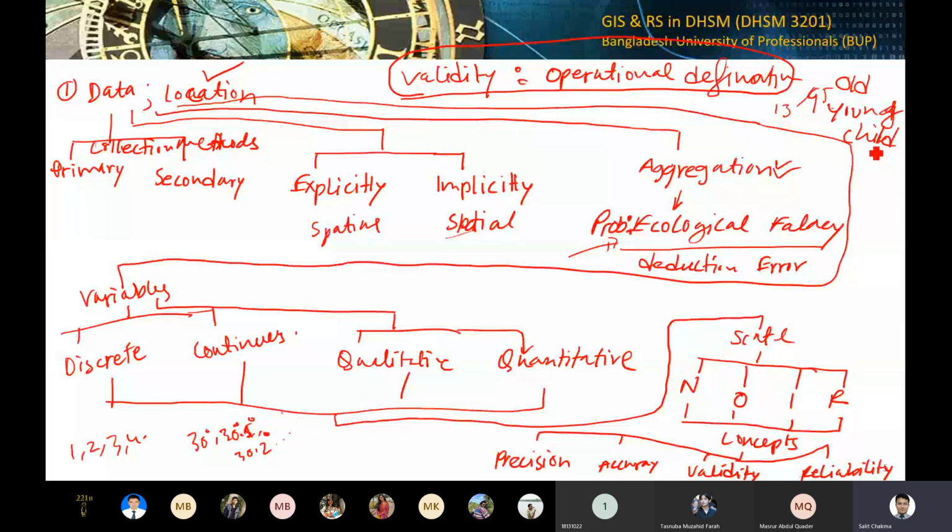not child anymore. Okay, so that means the categories that we define in the nominal scale. So nominal scale deals with the categories. Okay, also the word nominal comes from name. So from name comes nominal.